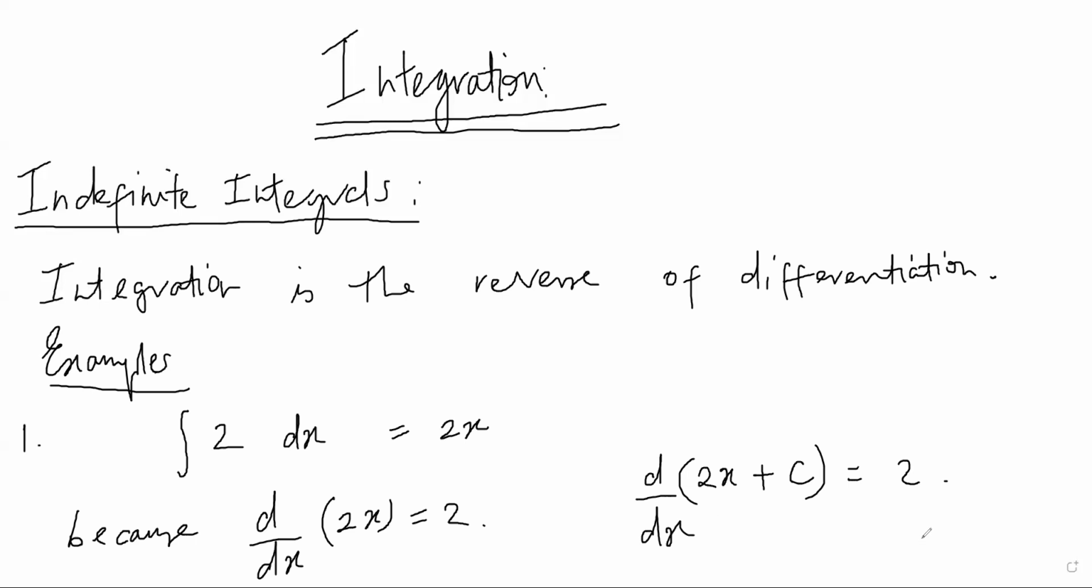The derivative of 2x with respect to x is 2, and the derivative of c is 0, so it'll still give me 2. Because of this, the general integral of 2 with respect to x is 2x plus c. So that's how we calculate indefinite integrals. We call this indefinite integrals.